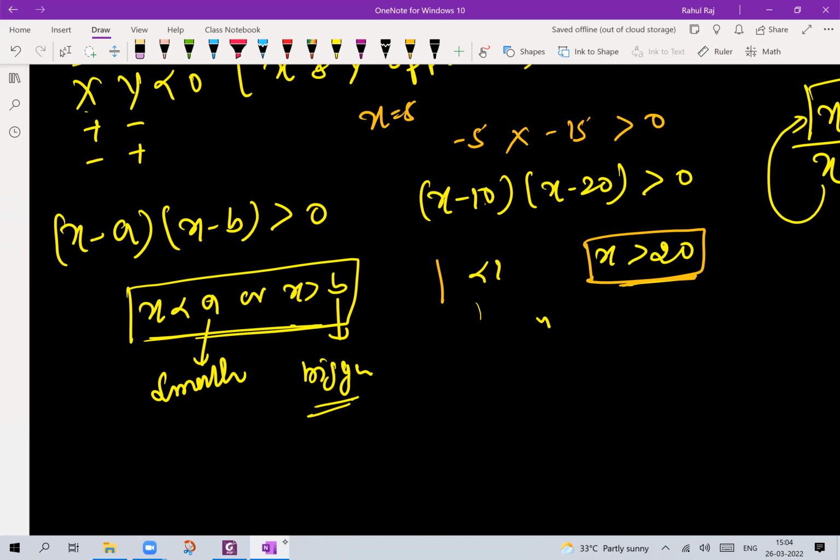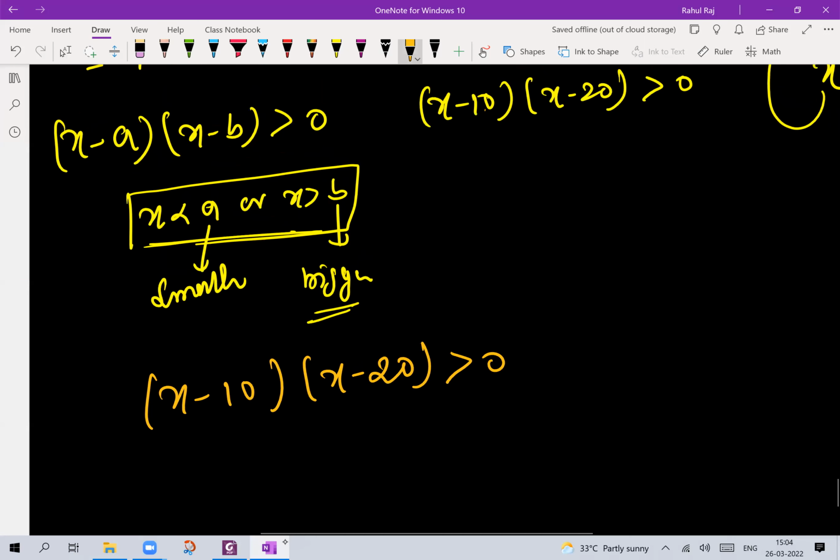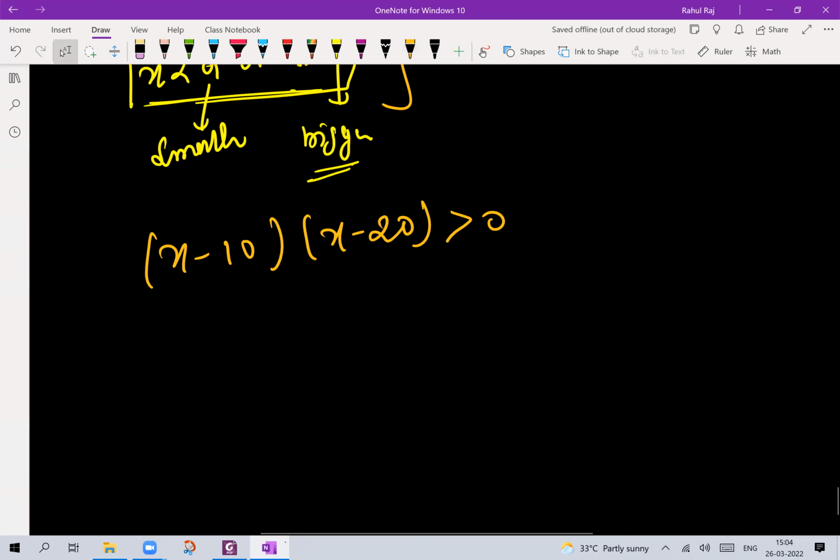No issues. Imagine if at all you have to solve this equation, how do you solve it? x minus 10 into x minus 20. You don't have to always solve it this way. Please ensure this is a generalized sort of formula. You can always put every equation into this formula and do it. But let's solve this: x minus 10 into x minus 20 greater than 0. What is this A and what is this B?